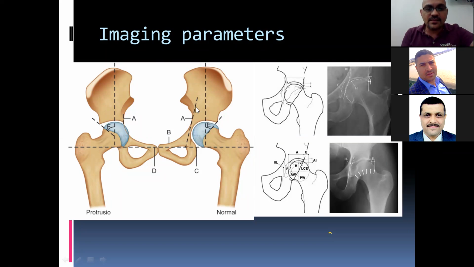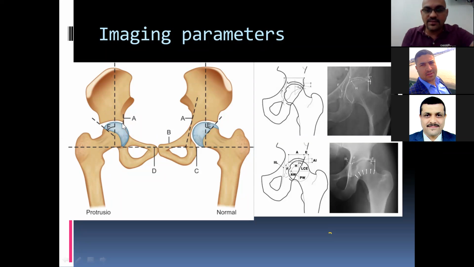Another line is the Kohler line, which is line A. If you see it in this picture, this is the Kohler line or ilioischial line. On the left side, called normal here, you can see that the head is away about 5 millimeters from the inferior portion of line A, while on the other side, called protrusio, the head is crossing this line.